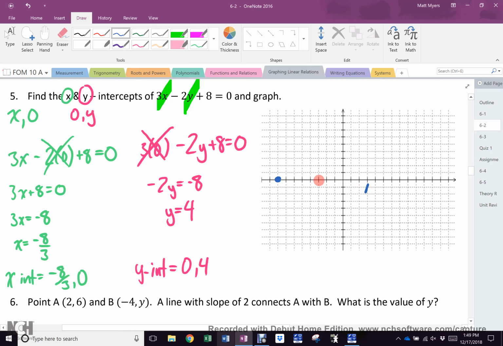Now, can I keep that scale for the y's? No, because if I was keeping that scale, how many thirds do I need to get to 4? I would need 12. Do I have 12 spots on the y? No, so I cannot keep that same scale, so I'm going to say this is 1. Where does my dot go? At 4. 1, 2, 3, 4. Everyone agree? Now I can connect that line.